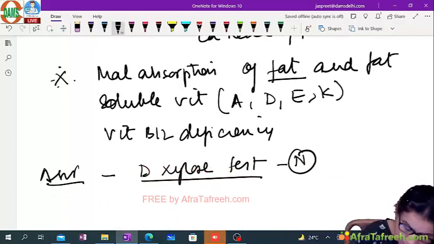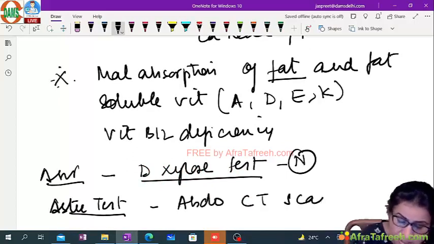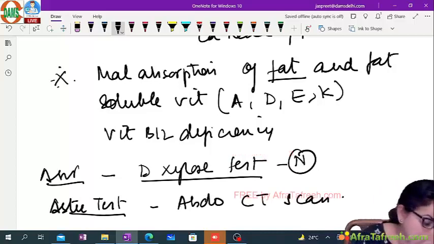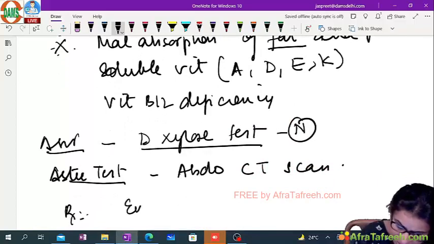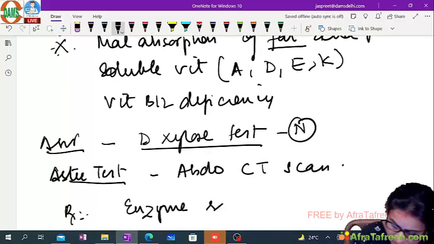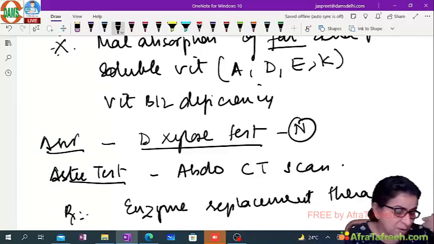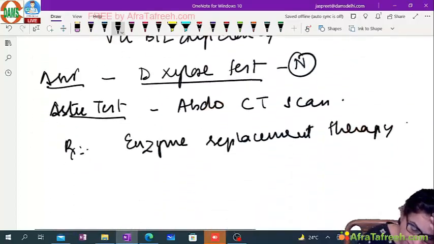And the diagnostic test, what is the diagnostic test? You do an abdominal CT scan. And treatment, what do you give? Treatment is enzyme replacement therapy. So you give them enzyme replacement therapy. So this is about pancreatic insufficiency, number 3.